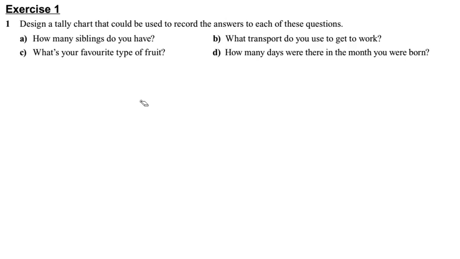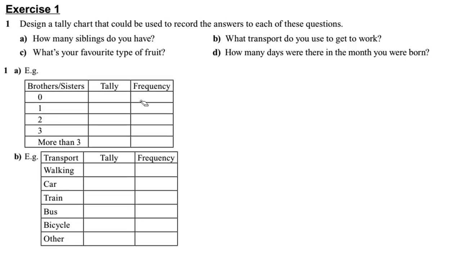Okay, hope you've tried that. So for question one, it says design a tally chart that could be used to record the answers to each of these questions. How many siblings do you have? And what's your favorite type of fruit? Right. So let's just do the first one. How many siblings do you have?